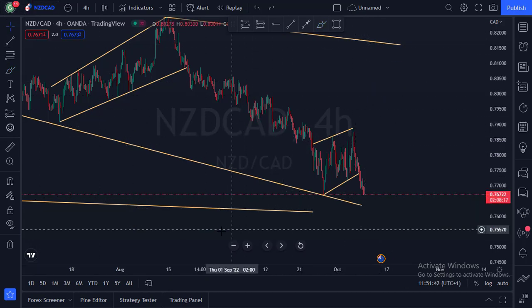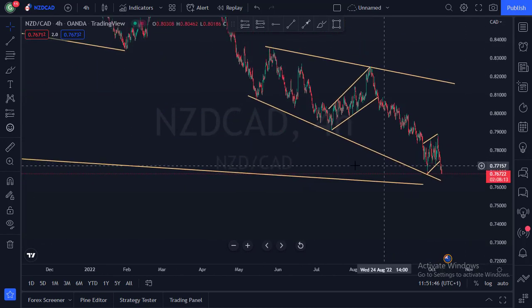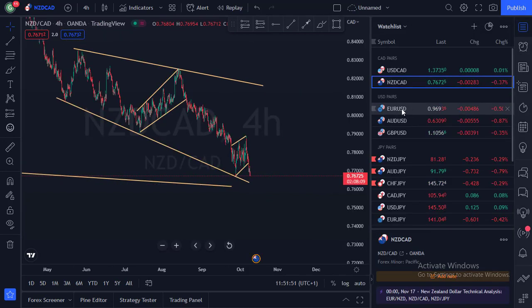I'm just going to leave it. If my bias is not clear enough, I will just move away from that pair, hence why I trade several pairs. All right, so my bias on NZD CAD is not really clear, so I would leave that alone.